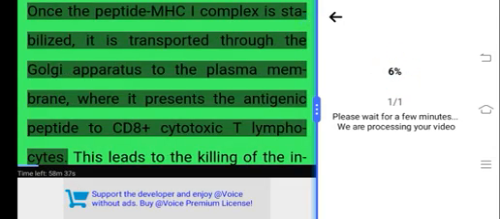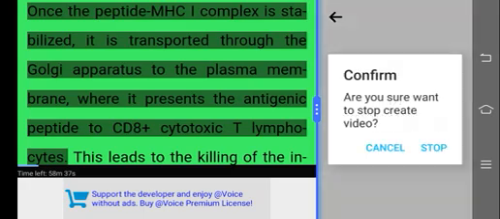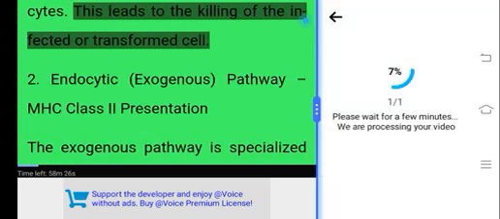Once the peptide-MHC1 complex is stabilized, it is transported through the Golgi apparatus to the plasma membrane, where it presents the antigenic peptide to CD8+ cytotoxic T lymphocytes. This leads to the killing of the infected or transformed cell.